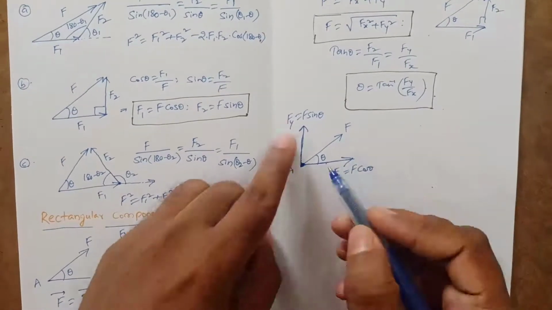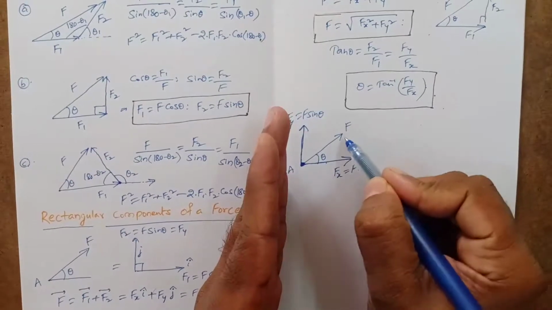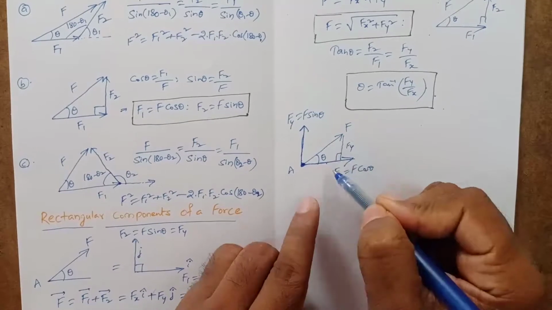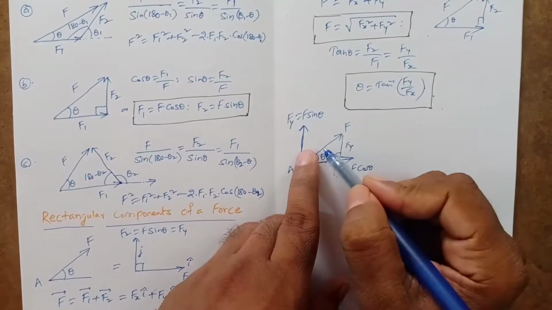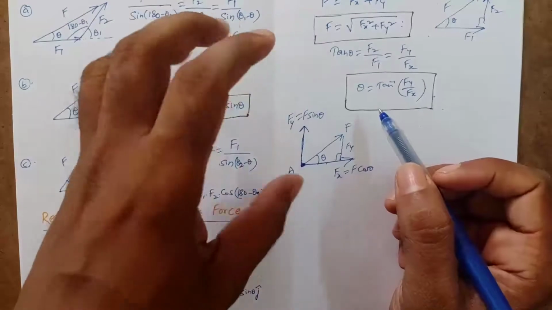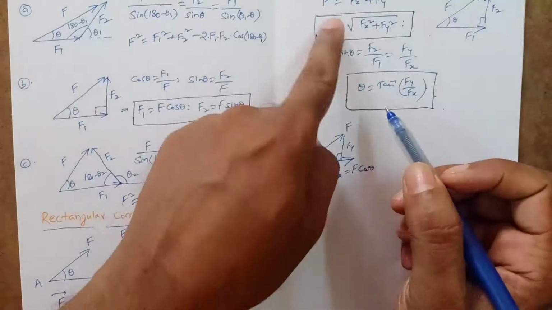And the same thing you can see, this can be shifted to here, then it will become a right angle. This will become Fy. So Fx square plus Fy square is equal to F square. That is what is shown here. The magnitude relation between Fx, Fy, F and theta is shown here in these two equations.